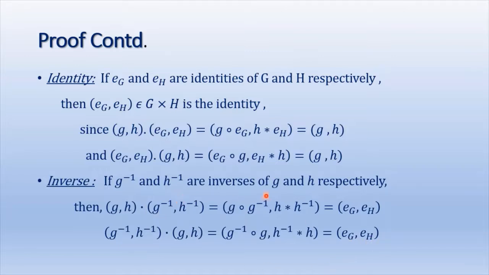Hence, the inverse exists. So we have seen that closure, associativity, existence of identity and existence of inverse, all four conditions for a group, are satisfied in G cross H. Hence, G cross H is a group under this operation dot.